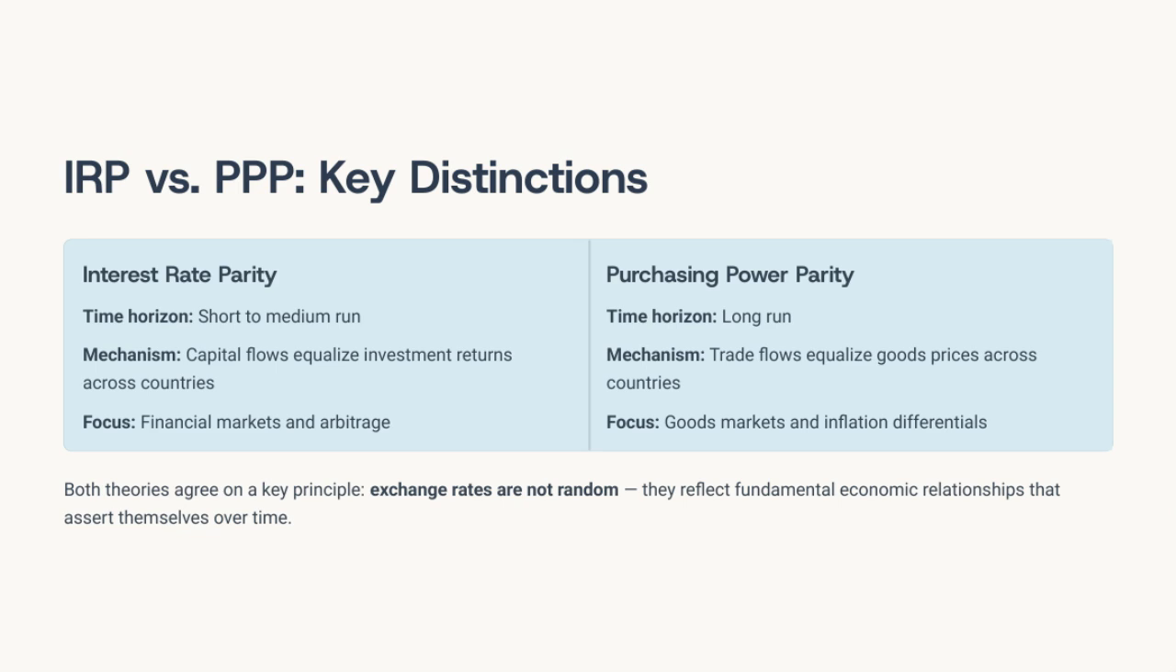PPP primarily concerns the goods market and inflation differentials, with a long-term focus. It suggests that exchange rates will adjust to reflect changes in price levels over time. In contrast, IRP is about financial markets and arbitrage opportunities. It deals with capital flows and investment returns, typically influencing exchange rates over shorter time horizons. Understanding these key differences helps us see how exchange rates are driven by both real economic fundamentals and financial market dynamics, aligning with the overall theme that exchange rates reflect underlying economic relationships over time.